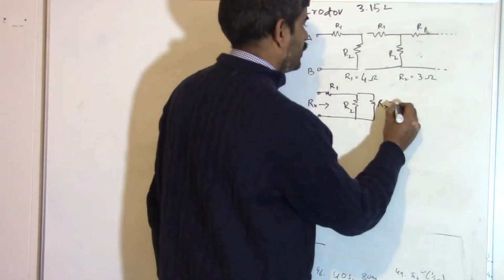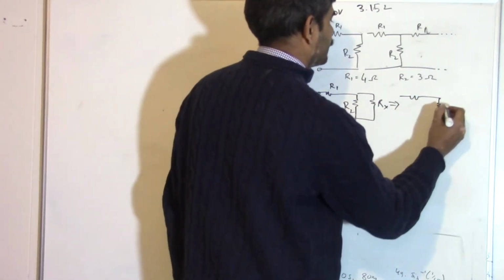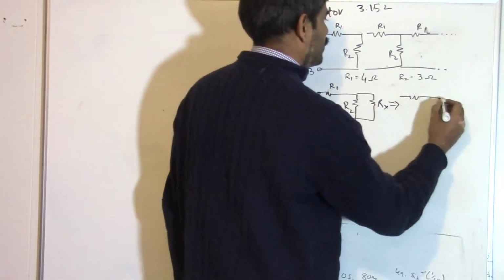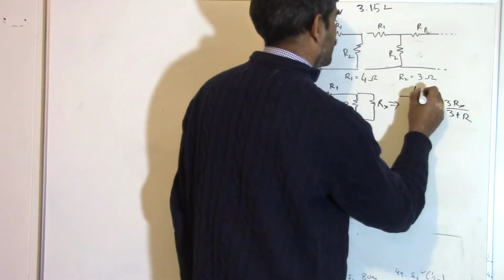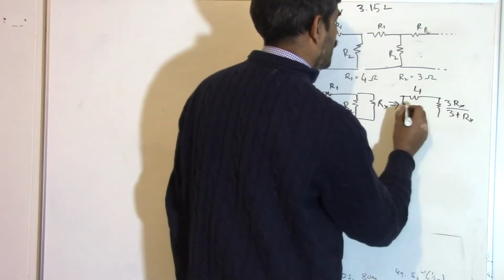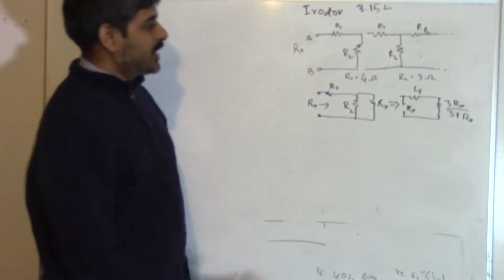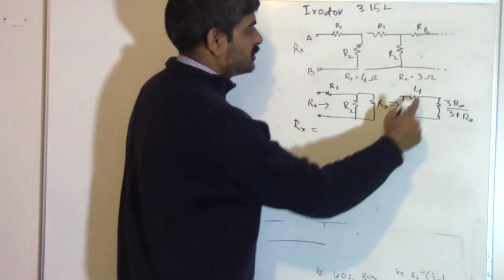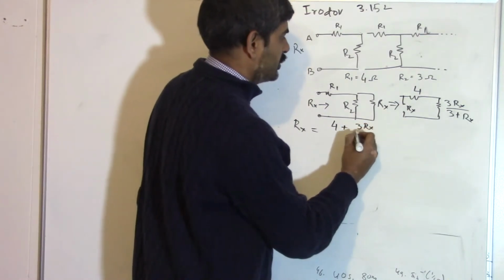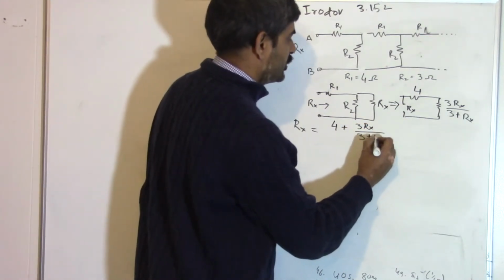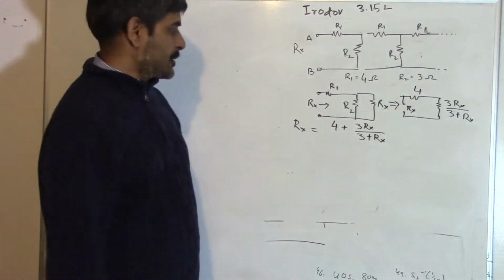It means this circuit is equal to R1 and this R2 parallel Rx, so I can call it, R2 is 3 ohm, so 3 into Rx divided by 3 plus Rx, and this is 4 ohm, and this I call Rx here. Looking from here, it's Rx, which means that Rx is nothing but the series combination of these two resistors, 4 plus 3Rx divided by 3 plus Rx. All we need to do is simplify and solve for Rx.